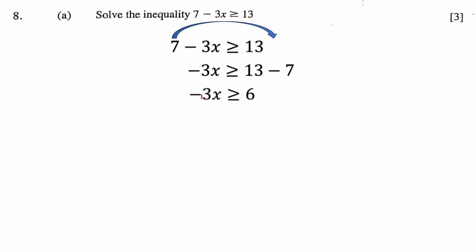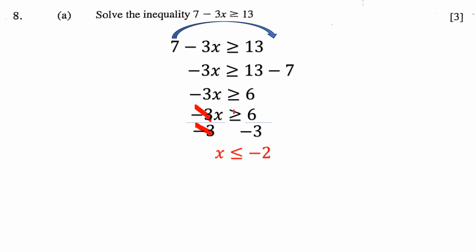And so we are left with negative 3x. It's greater than or equal to 13 minus 7, which is 6. And so we're just left with 6. Now we're going to divide both sides by negative 3. And we know that negative 3 divided by negative 3, well, those two cancel out. So this and this, they cancel out. And so we are left with, and we know that 6 divided by negative 3 is going to be negative 2. So we are left with negative 2. So we're just left with x on this side, and negative 2 on this side.